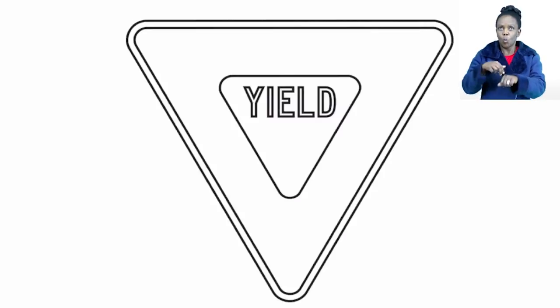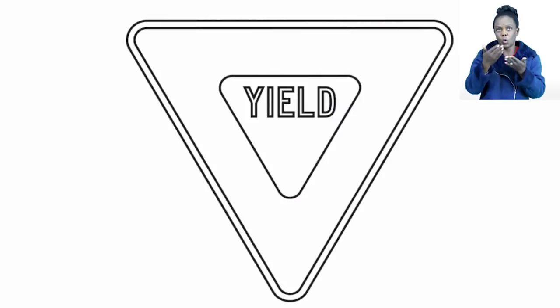If the person on the other side is not there, or there's no cars, or there's no one, then you can cross. This sign is very important. And normally when people are traveling, they slow down when they see the yield sign so that they'll be able to follow the rule. The yield sign is also in red and white. I'd like you to please color the sign red and white. Make sure that when you are coloring, you are inside the lines as well, so that you can make it very clear.